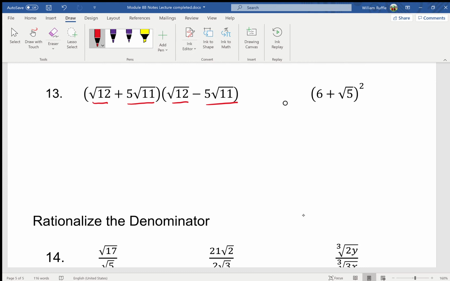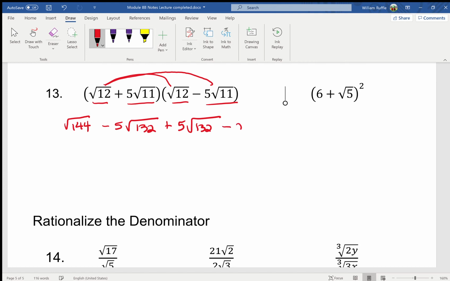The square root of 12 times the square root of 12 is just the square root of 144. And I know a lot of you want to write 12 down. Please do. So that's the first one. Then we distribute this. This is -5, the square root of 132, plus 5, the square root of 132. Then it's -25, the square root of 121.